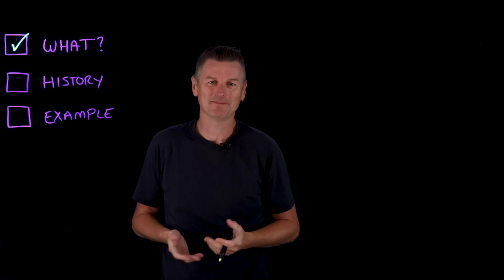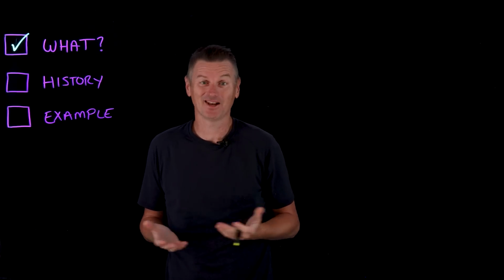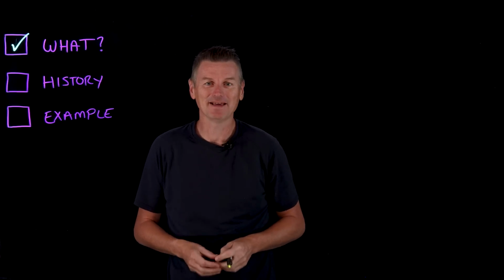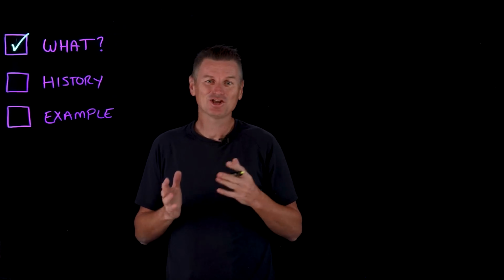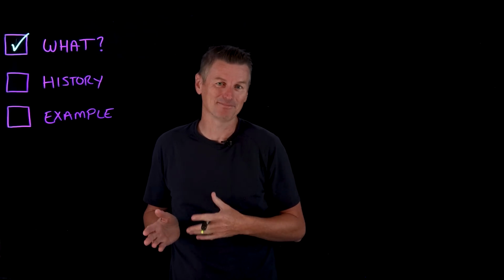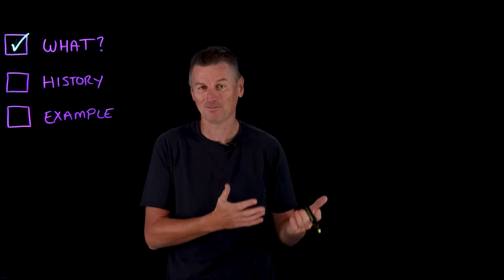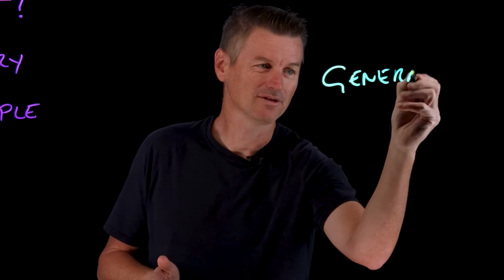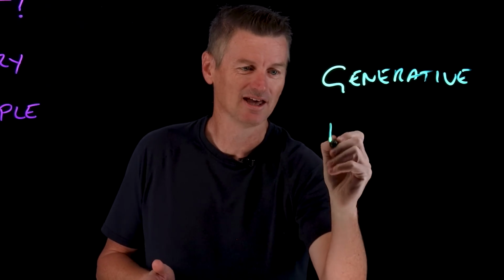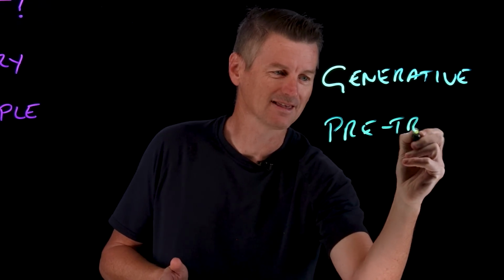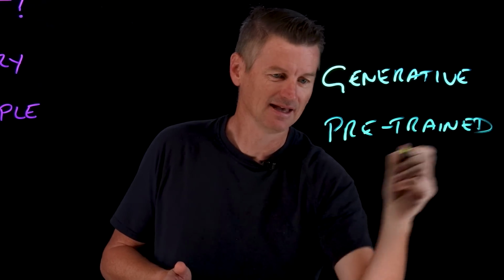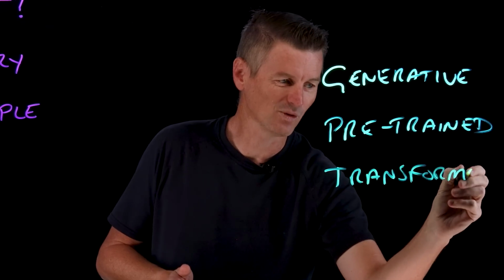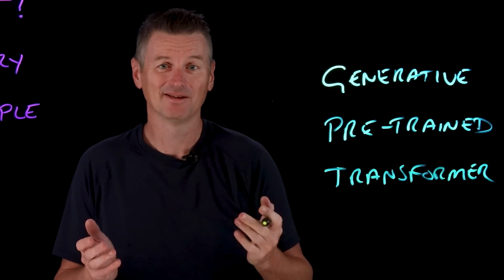What is a GPT? Well, a GPT is a type of large language model that uses deep learning to produce natural language text based on a given input. GPT models work by analyzing an input sequence and predicting the most likely output. So let's break this down. Generative is the G, pre-trained is the P, and the T is for transformer. So what does all of this actually mean?